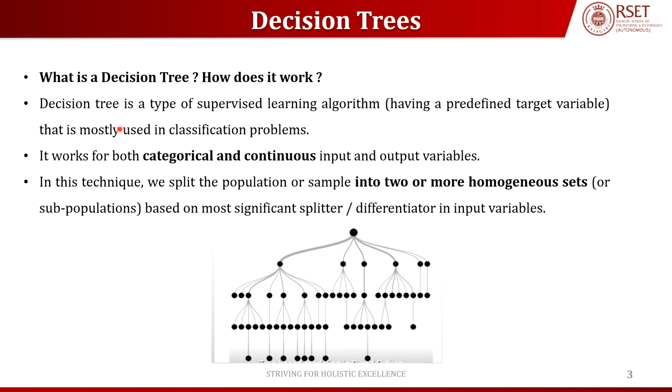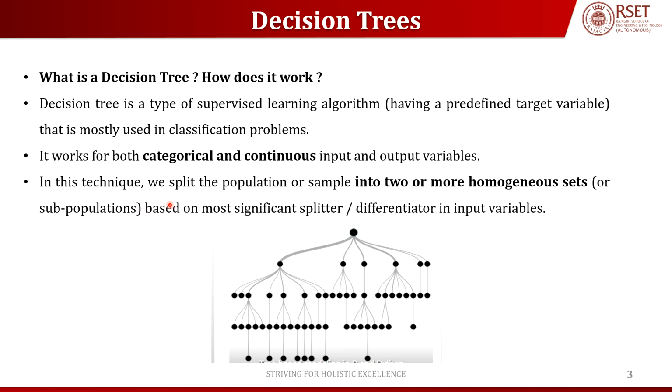So a decision tree is basically a type of supervised learning algorithm. That means it works with data where we already know the target or the label we want to predict. It's most commonly used in classification problems, for example, deciding whether an email is spam or not spam. Now the nice thing is decision trees can handle both types of data, categorical like yes or no or male or female, and continuous like numbers such as age or salary, etc.